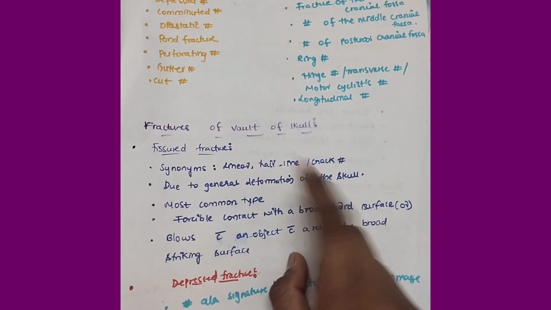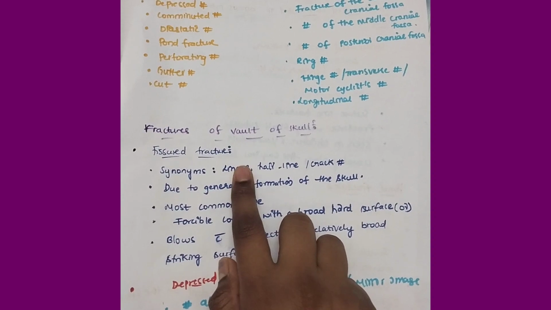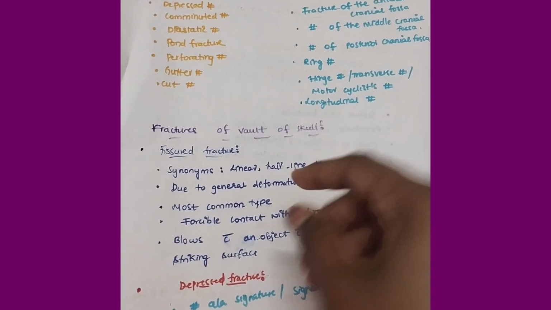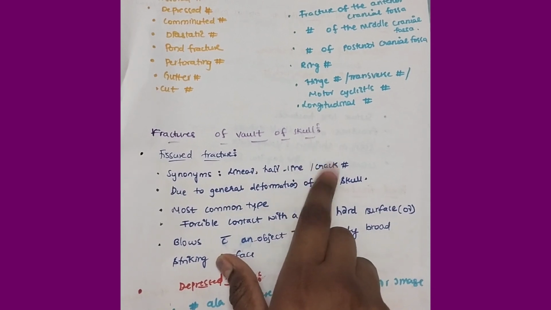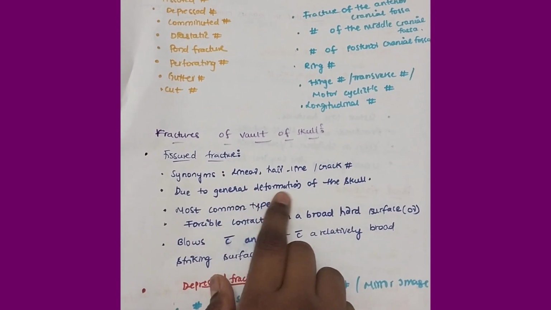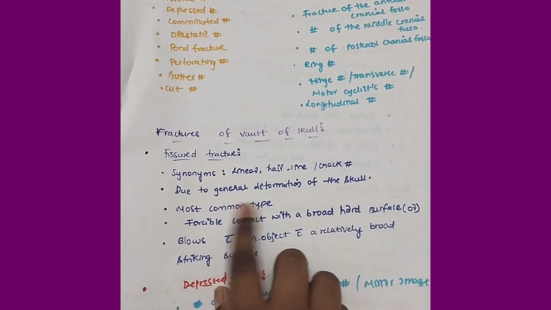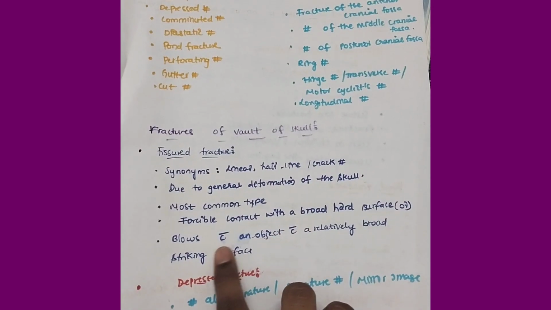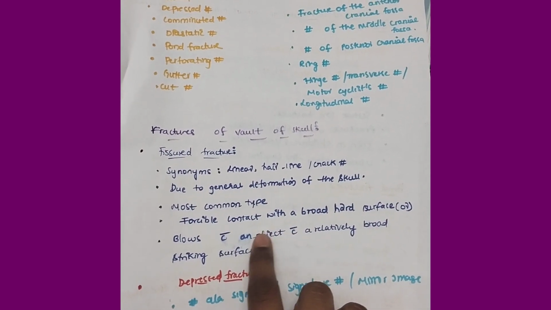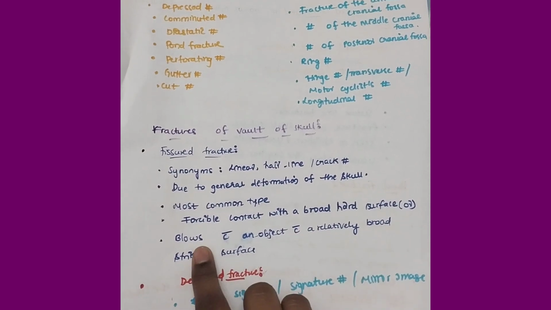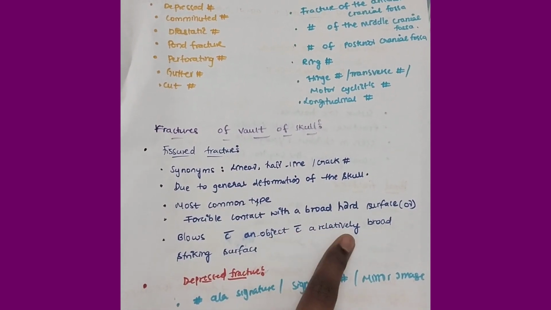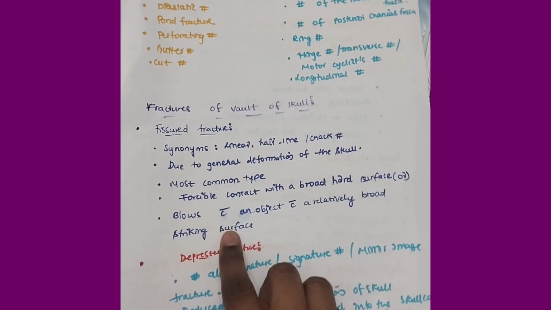Coming to fractures of the vault of the skull, one is the fissured fracture. Fissures are longitudinal, so they are linear, hairline or crack fractures. Due to general deformation of the skull, these are the most common type of fractures. They are caused by forcible contact with a broad hard surface, like hammers or stones, blows with an object that has a relatively broad striking surface.